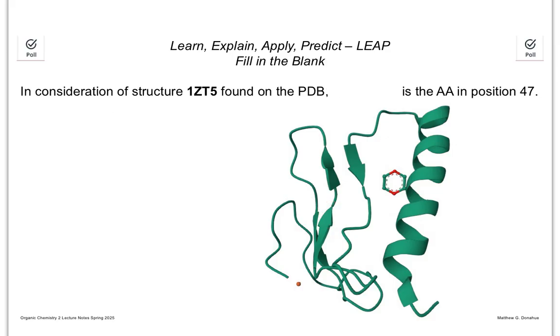And so our last question, what amino acid is in position 47? Is it? Glutamic acid. So GLU, GLU.